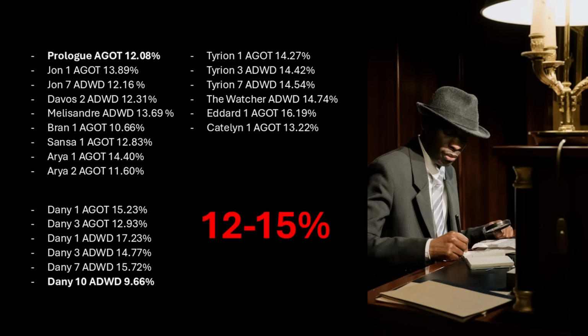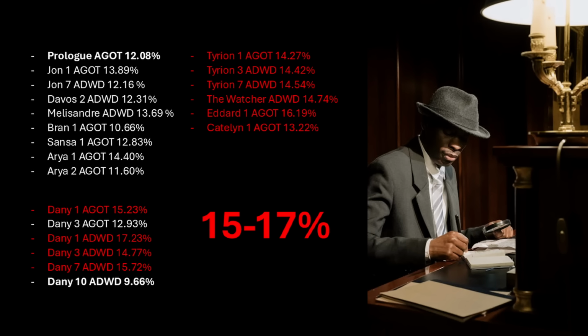Most chapters fall between 12 to 15% Latin density, meaning they are 12 to 15% Latin. So his baseline word choice hasn't really changed in 15 years. What does vary is character and situation. So there's two general bands of Latin density in his books. There's the high band and the low band. The high band sits at 15 to 17%.